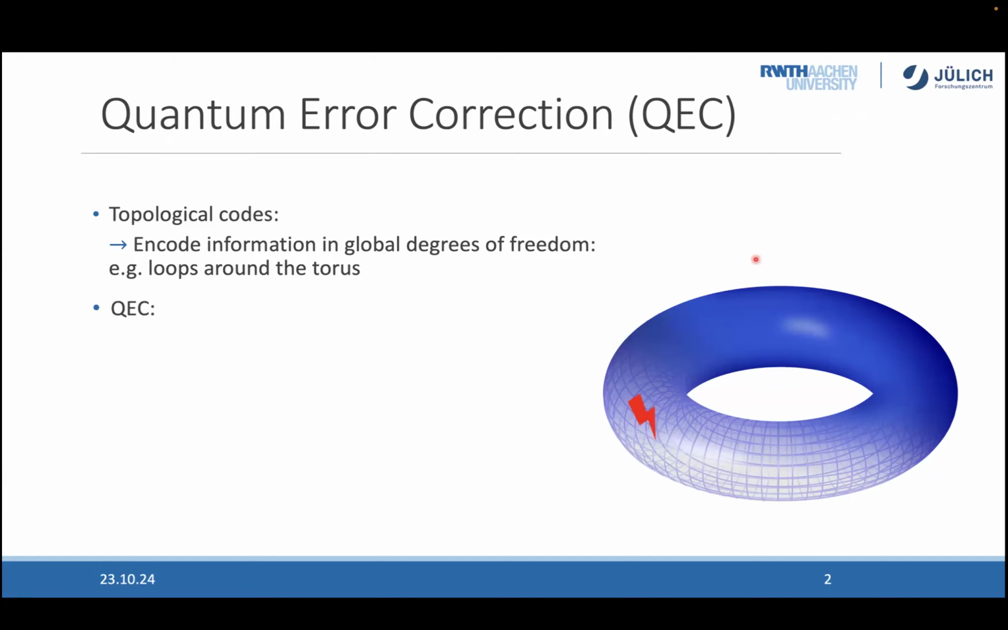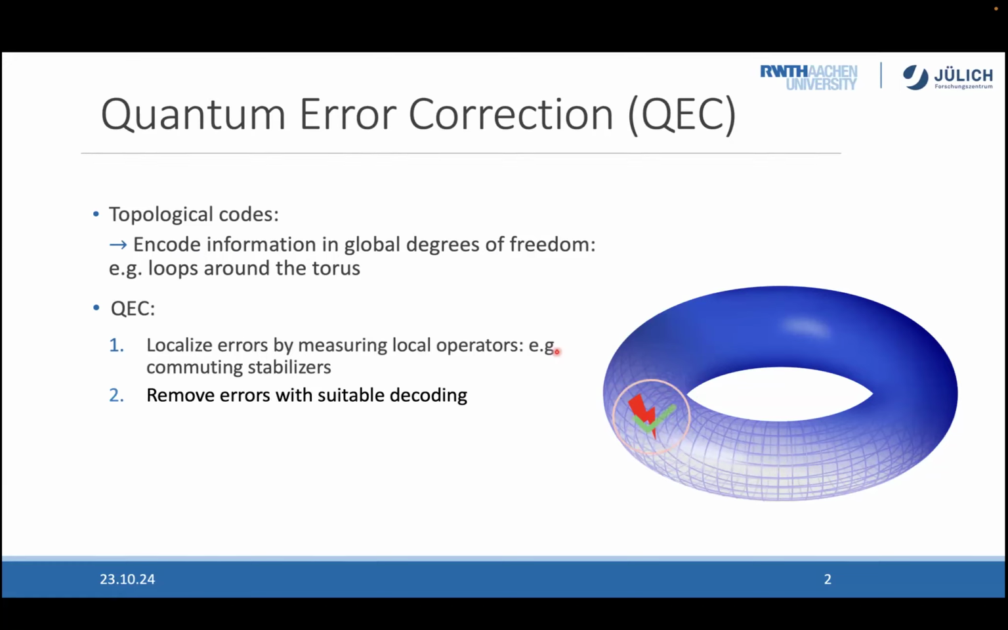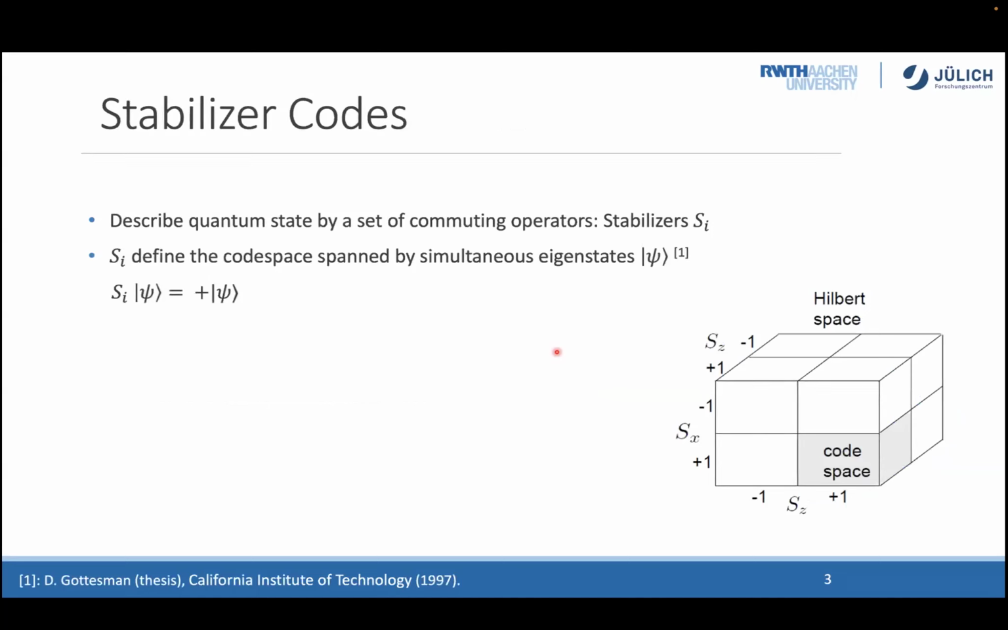And if now some error happens on a qubit, for example, sitting somewhere here, the idea is to first localize these errors by measuring local operators. And then in a second step, try to remove this error by applying a suitable correction operation. And this is often done with stabilizer codes.